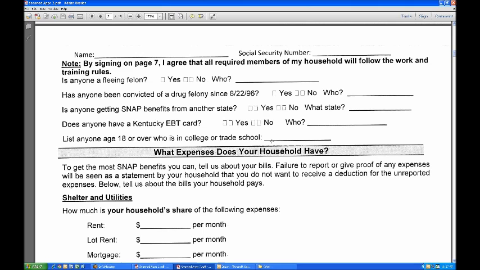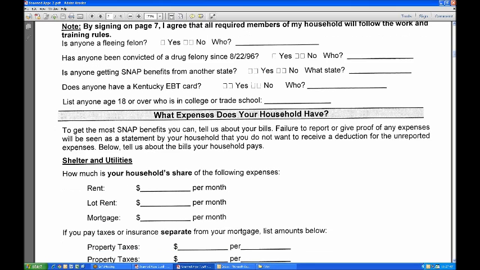Page 4 starts with some questions that are difficult to ask, but go ahead and just explain that these are some awkward questions, but I'm going to go ahead and ask. You'll need to ask them all these questions, and sometimes people aren't sure what you mean by fleeing felon, so you can ask them if they're running from the law or something like that, if that helps get them to understand what you're asking.